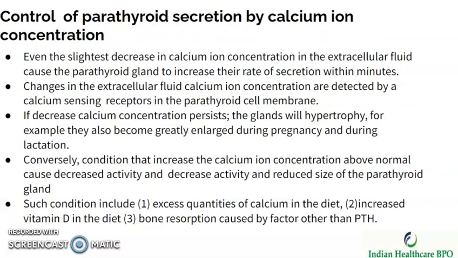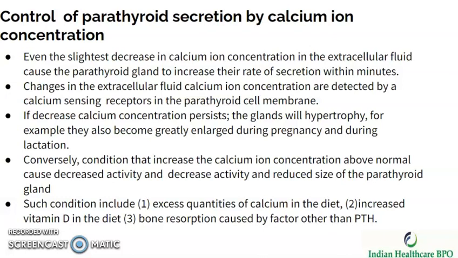Then, control of parathyroid secretion by calcium ion concentration. Even the slightest decrease in calcium ion concentration in the extracellular fluid causes the parathyroid glands to increase their rate of secretion within a minute. A change in the extracellular fluid calcium ion concentration is detected by the calcium sensing receptor in the parathyroid cell membrane. If decreased calcium concentration persists, the gland will hypertrophy. For example, they also become greatly enlarged during pregnancy and during lactation.